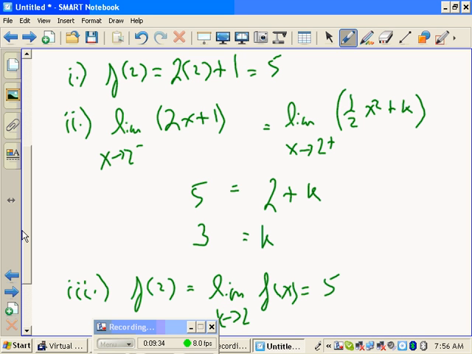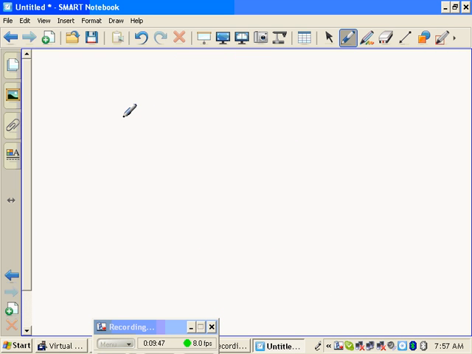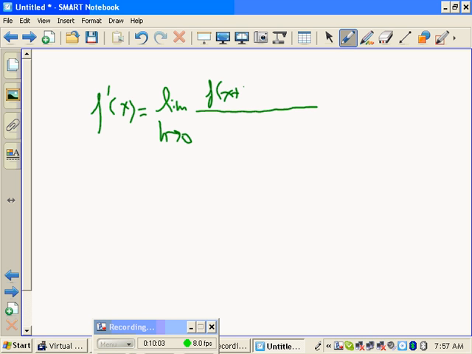Using this value of k equals 3 from A, determine whether f is differentiable at x equals 2 using the definition of the derivative to justify your answer. Okay, part B. Well, let me go to the next page. Part B says, apply f prime equals what? What's the general definition of the derivative? The limit as h approaches 0 of what quotient? f of x plus h minus f of x over h.